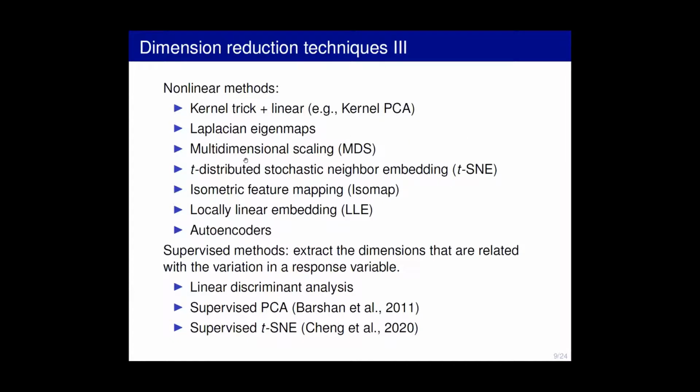Multi-dimensional scaling also uses a distance matrix to do dimension reduction. Then t-SNE, the t-distributed stochastic neighbor embedding. This method is also similar to multi-dimensional scaling, but it does not preserve distance. Multi-dimensional scaling preserves the distance because the input is a distance matrix. So MDS finds some low dimensional data set such that the pairwise distances match the distances of the original data set.